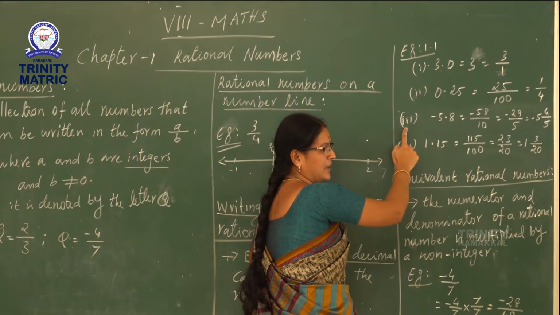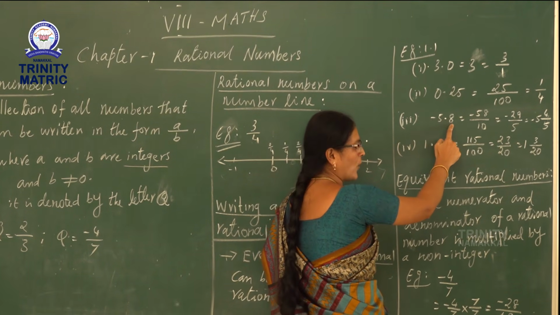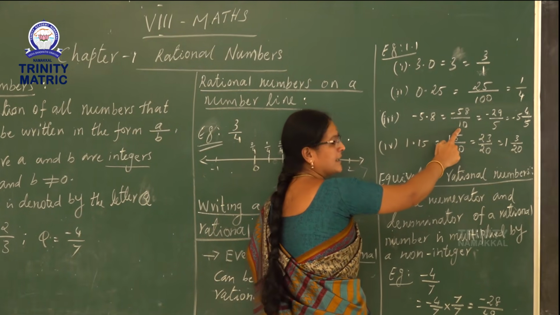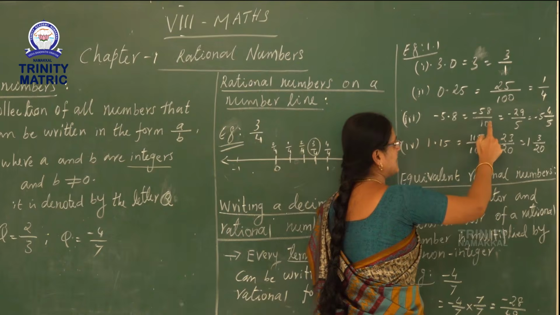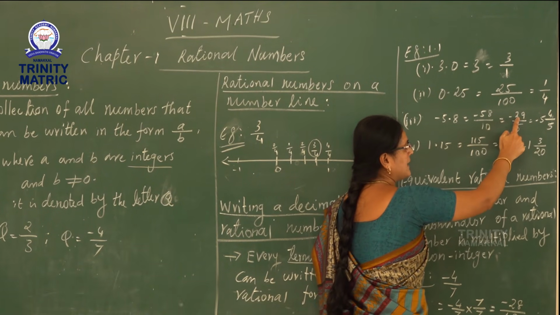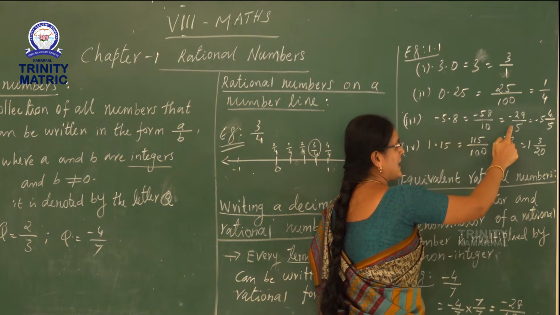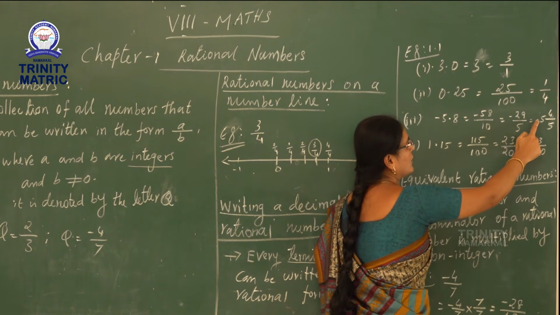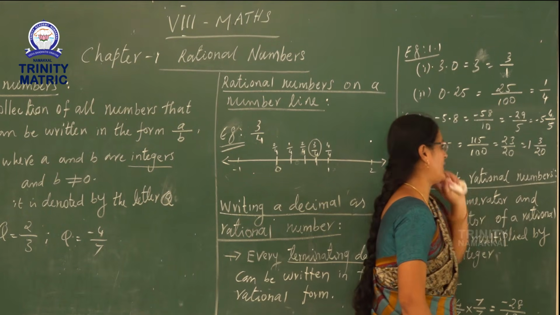The next example, minus 5.8. After the decimal, only 1 digit. So, we should divide by 10. Minus 58 divided by 10, simplify this answer, we get minus 29 divided by 5. That is an improper rational number. So, we can write it as a mixed number, minus 5, 4 by 5.